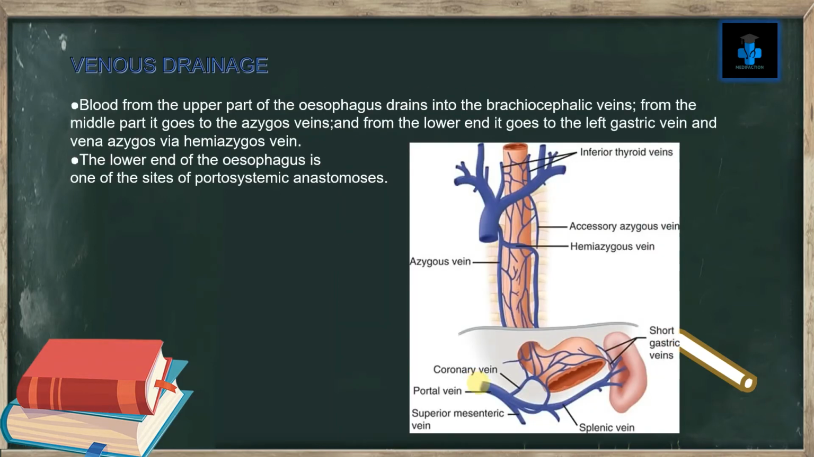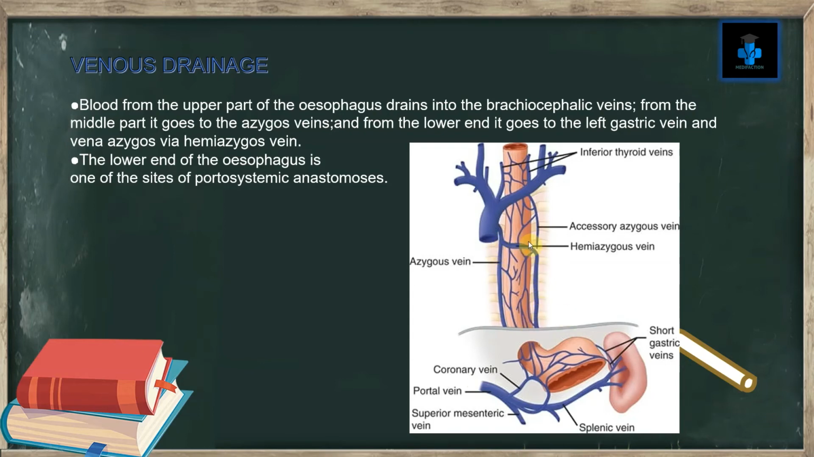Coming to venous drainage. Blood from the upper part of the esophagus drains into the brachiocephalic veins. From the middle part, it goes to the azygos vein, and from the lower end, it goes to the left gastric vein and vena azygos via hemiazygos vein. The lower end of the esophagus is one of the sites of portosystemic anastomosis. This here is the azygos vein, which branches to the hemiazygos vein.